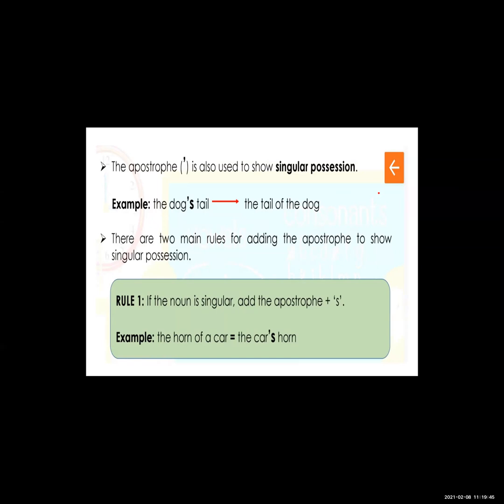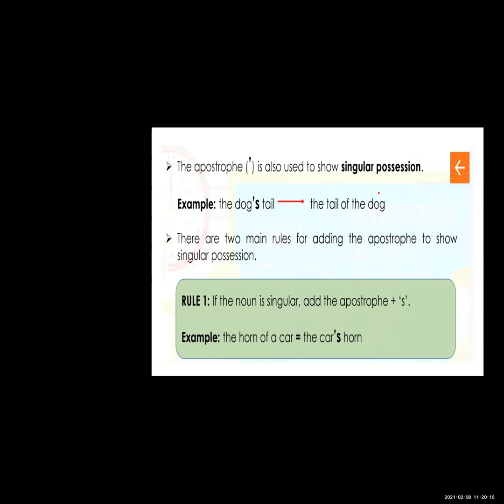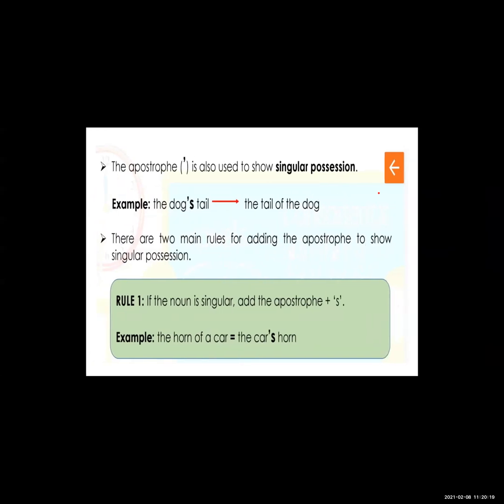Now see here, the dog's tail, the tail of the dog. And there are two main rules for adding the apostrophe to show the singular possession, and also two rules to show the plural possession. See first here how to write singular possession. When you have to show the singular possession, you will write an apostrophe after the singular noun, and then apostrophe plus s. Dog's tail, what is the meaning of that? The tail of the dog.